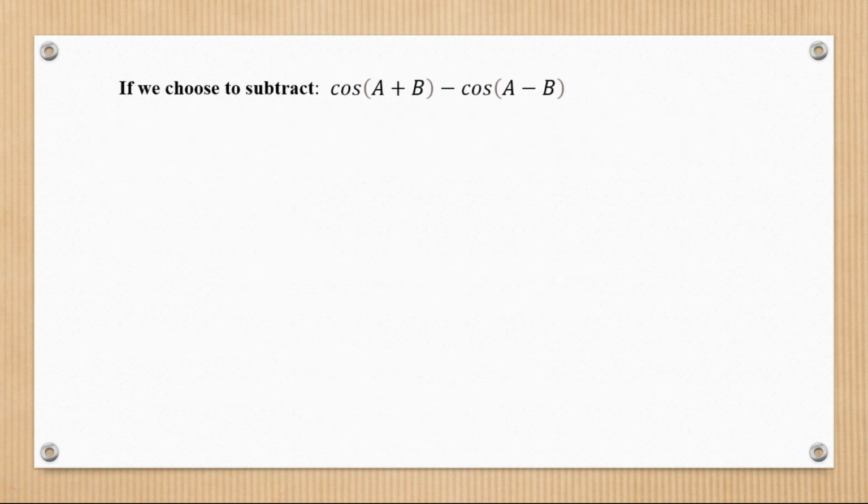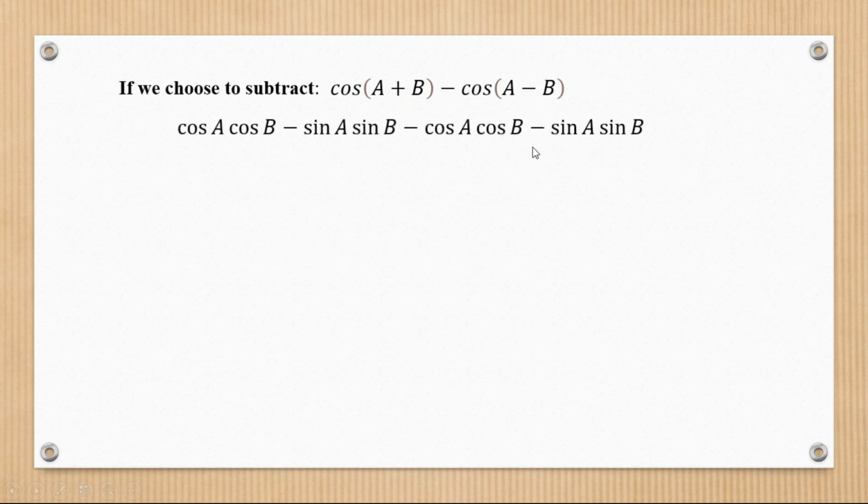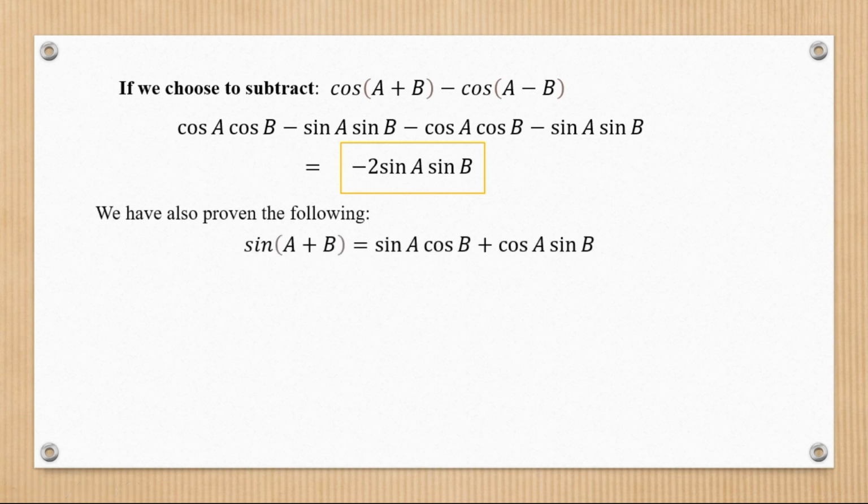Let's see, what if we chose to subtract the two different values? We would have this and that, but the difference here is this and this will cancel, and we end up with negative 2 sin A sin B. As simple as that. So that becomes another formula for the factor formula when we have cos subtracting. This will make sense. We've also proven that sin(A plus B) is equal to that, and sin(A minus B) is equal to that.